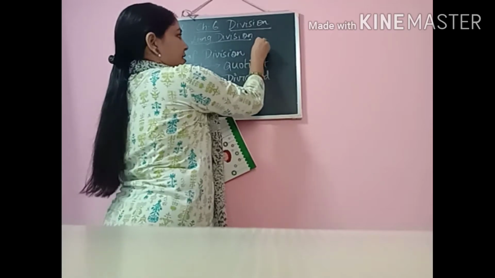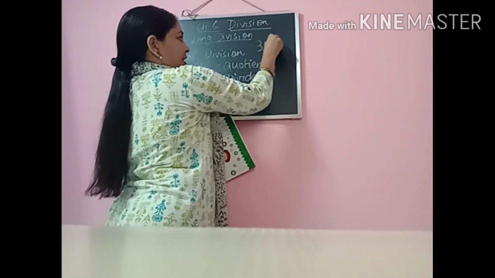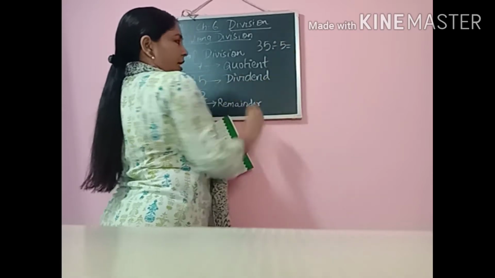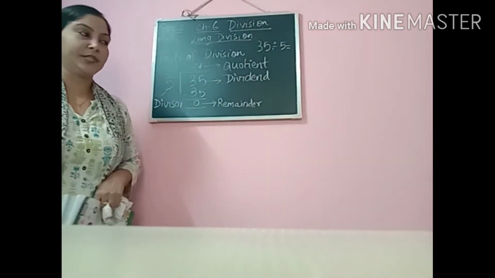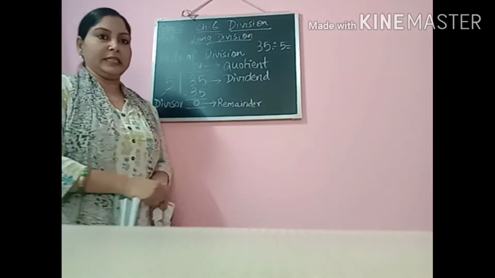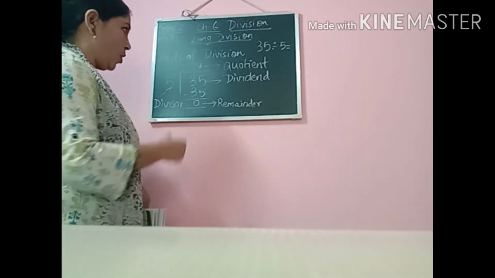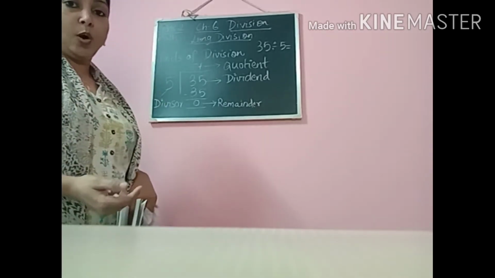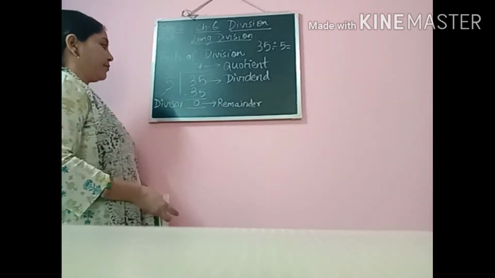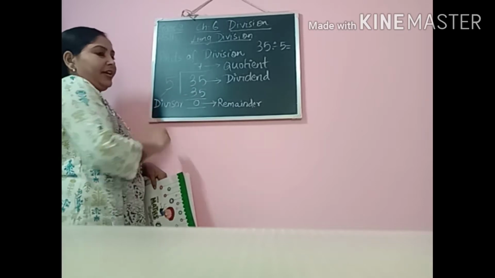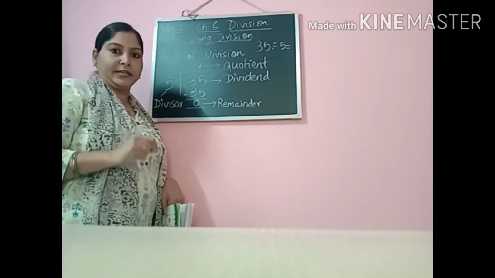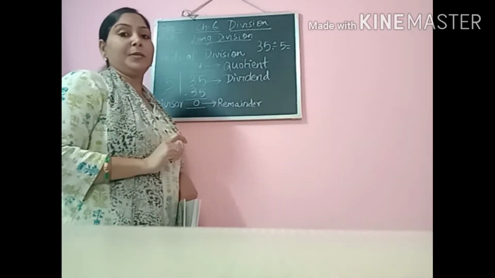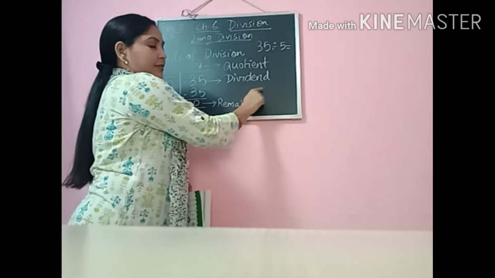Now we can write this in this way also. 35 divided by 5 is equal to how much? That is our question. Let's see what 35 is, what 5 is here, and what the answer is called after dividing. When we divide 35, the number which is to be divided is known as the dividend.